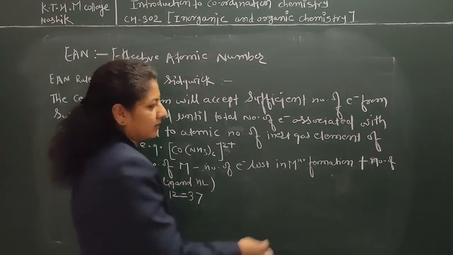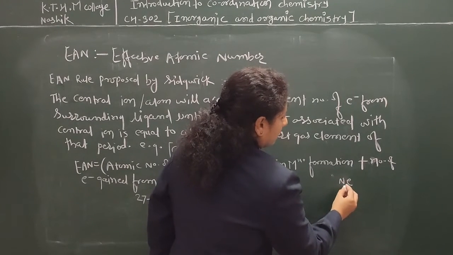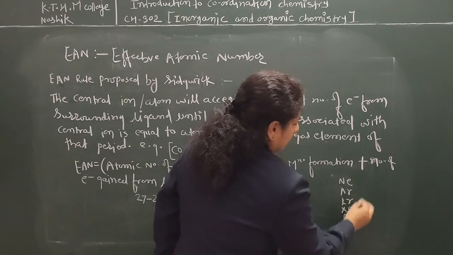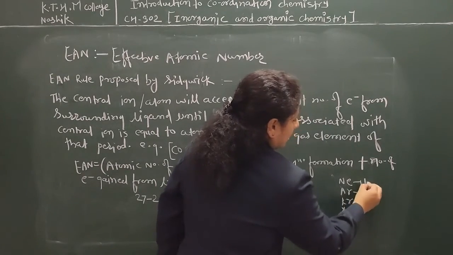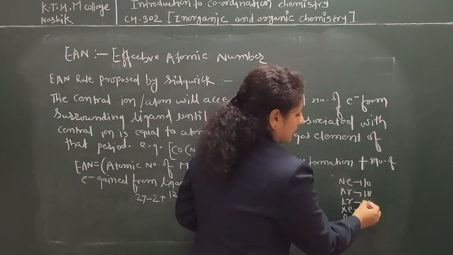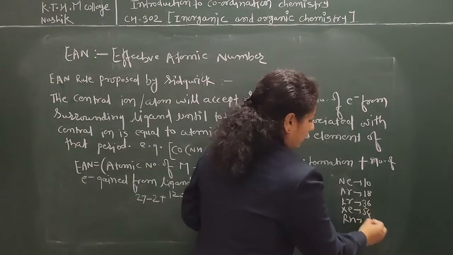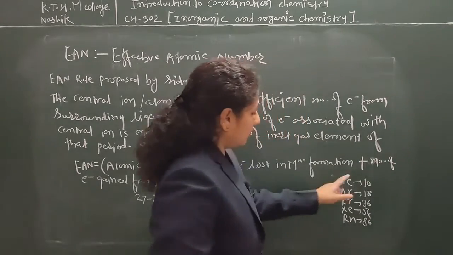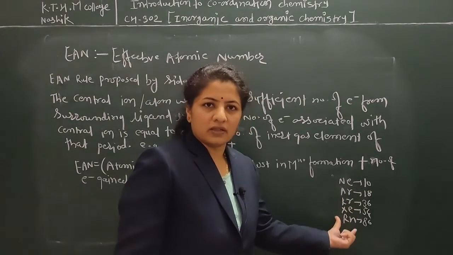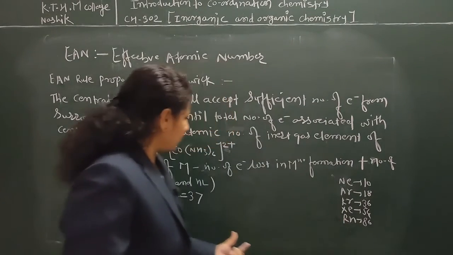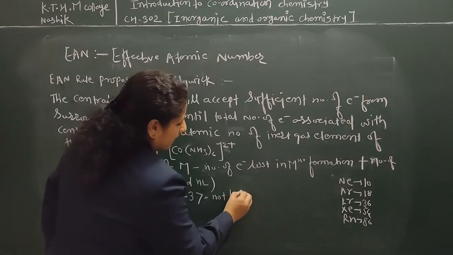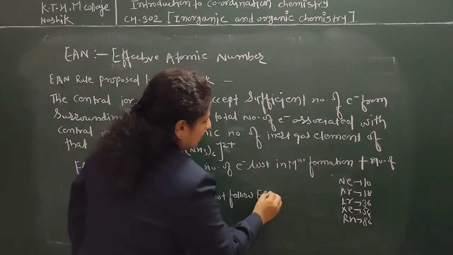And if we write the noble gas configuration, that is neon, argon, krypton, xenon and radon, then we observe that neon has atomic number 10, argon 18, krypton 36, xenon 54 and radon 86. So this electron count doesn't match any noble gas element. That's why this complex does not follow the EAN rule.